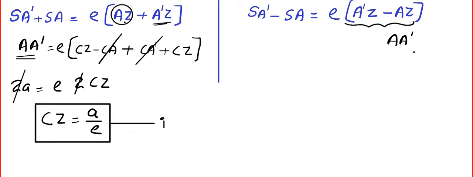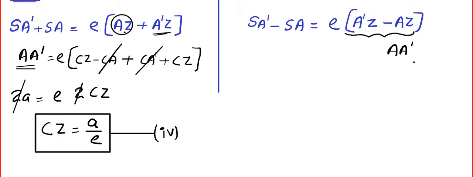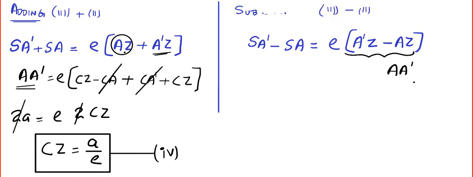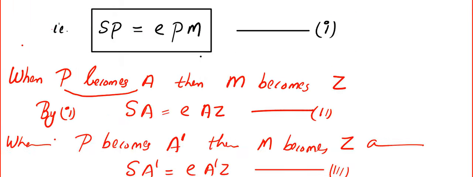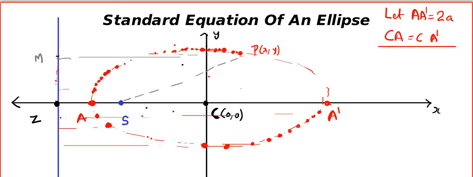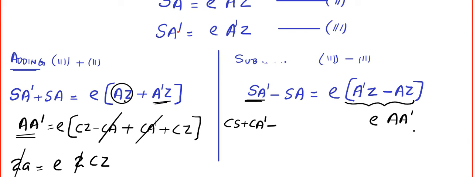Equation number 4. Now we got that the right side is A dash. Now I should express this in terms of S to A dash. Very easy. CS plus CA dash minus bracket.